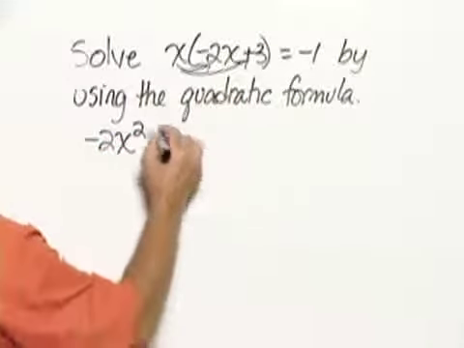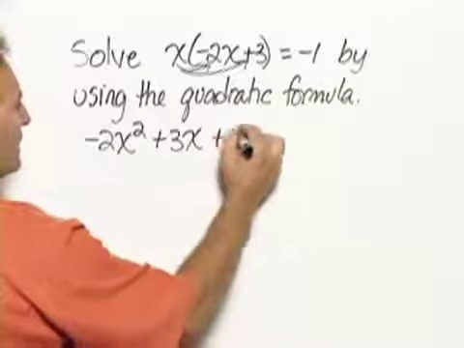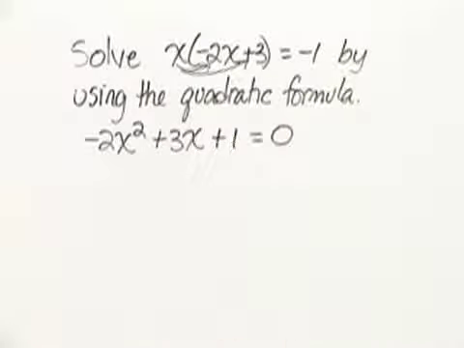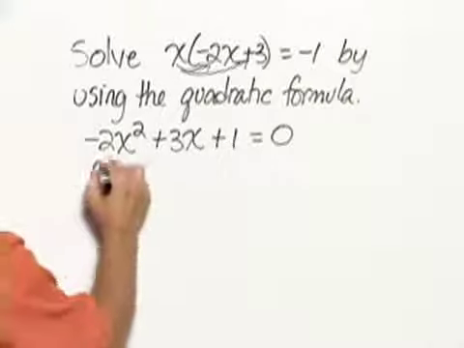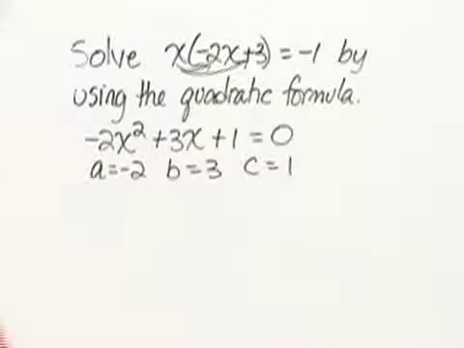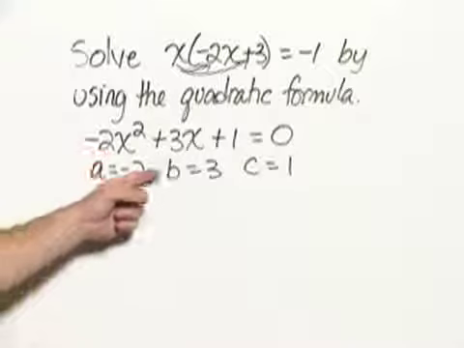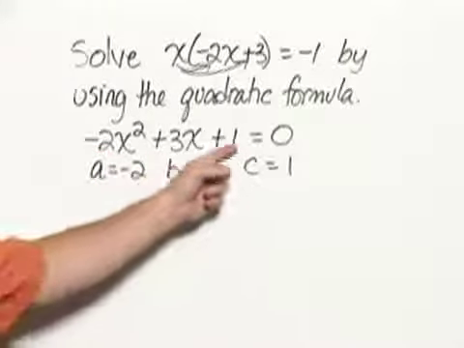X times 3 gives me plus 3x, adding 1 to both sides, so a plus 1, and then that equals 0. Now I can identify that a is equal to negative 2, b is equal to 3, and c is equal to 1. A being the coefficient of x squared, b is the coefficient of x, and c is the constant term.